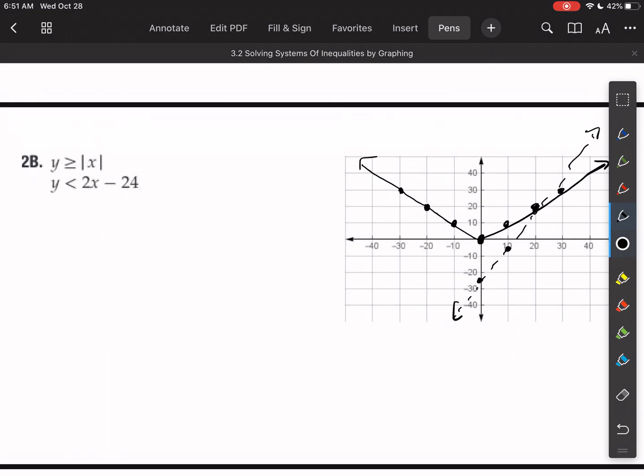Okay, and then it says the y values on the first one are greater than the absolute value. So we're going to shade above. And then on my second one, it's less than the line. So we're shading below. My solution is up here where I have the overlap.